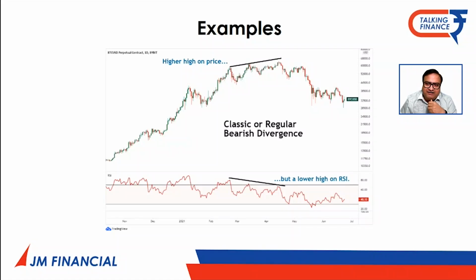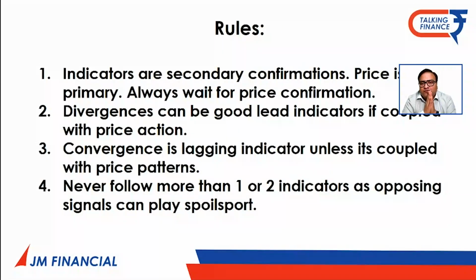Now coming to the next slide, which is rules. So what are the rules that we advise to follow? So the first rule when it comes to indicators is indicators are always secondary confirmations. Price is always primary. Always await price confirmation.